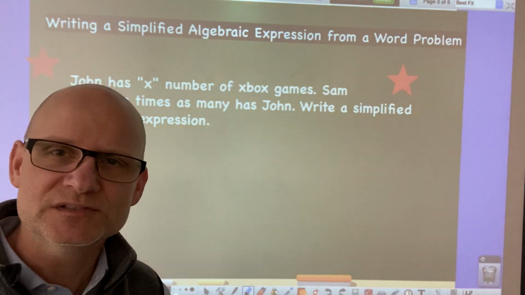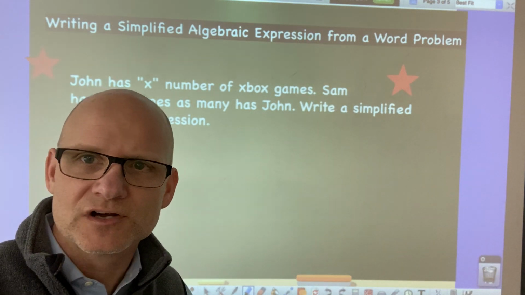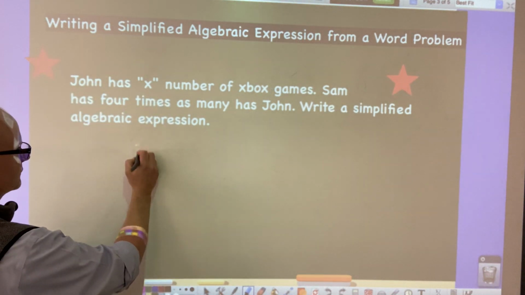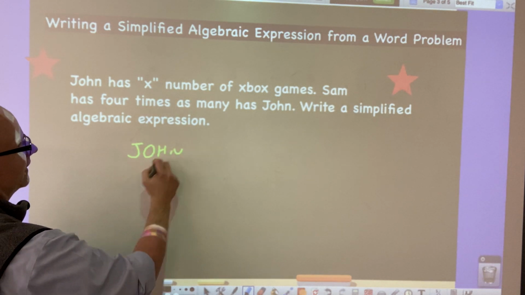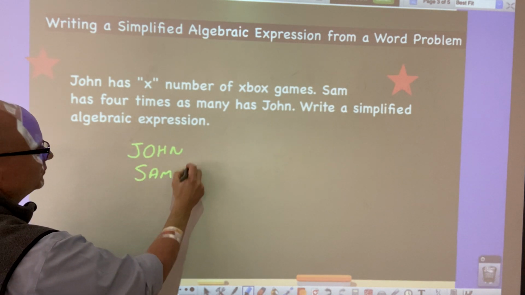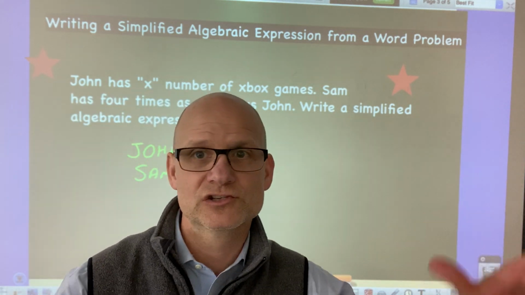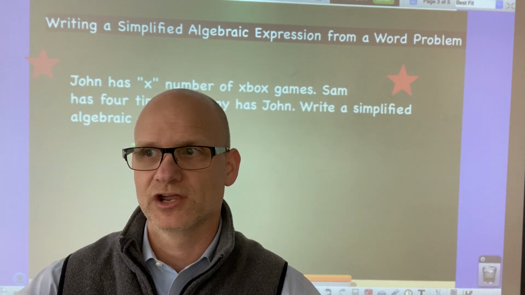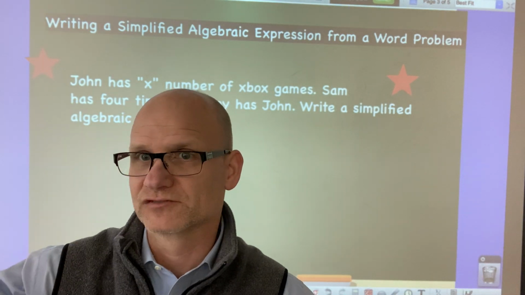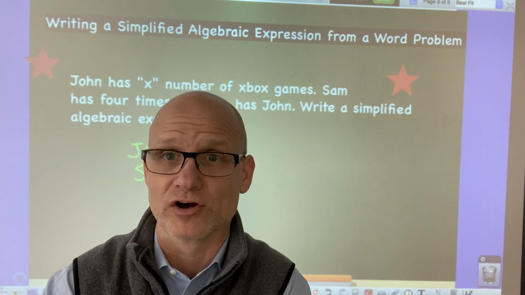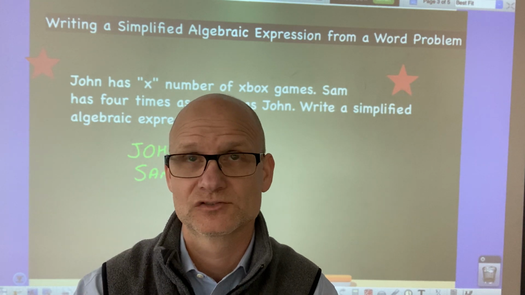Okay, so in this particular problem, how many parts are there? Well, there's only 2 parts. There's John and there's Sam. So the first thing you should do is write down the parts. There's John, there's Sam. There's oranges, there's apples, there's watermelons. There's dogs, there's cats, there's flowers. Write down the different parts to the algebraic story problem.